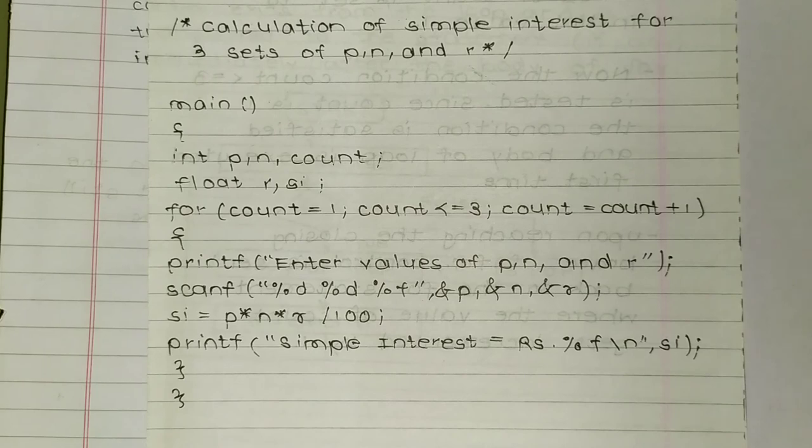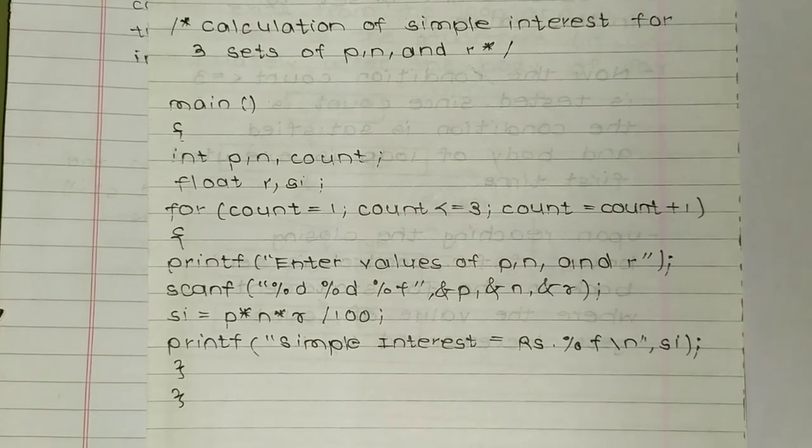So si was simple interest. Now in place of %f, the simple interest, that is si, will be written. So the output will be simple interest is equal to si. It will be written up to count is less than or equal to 3.